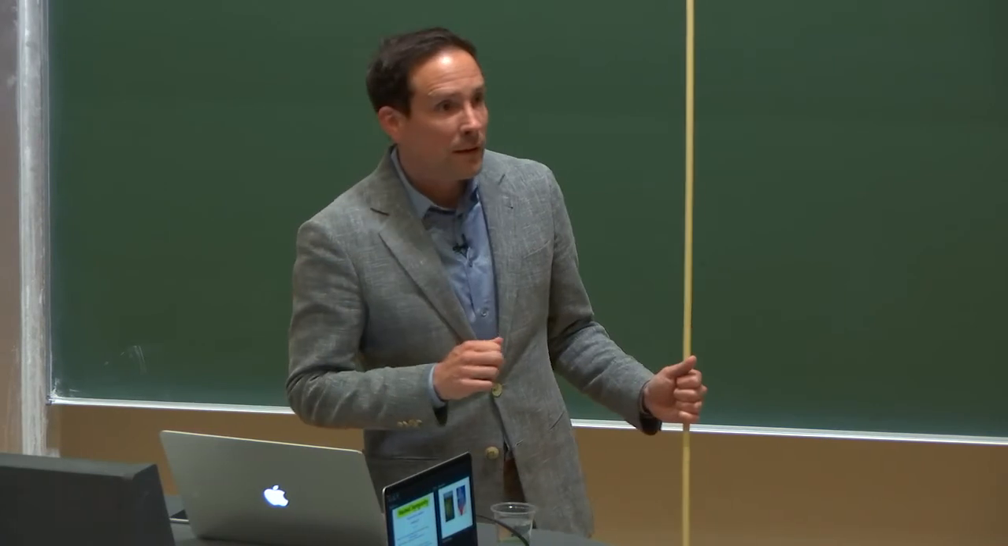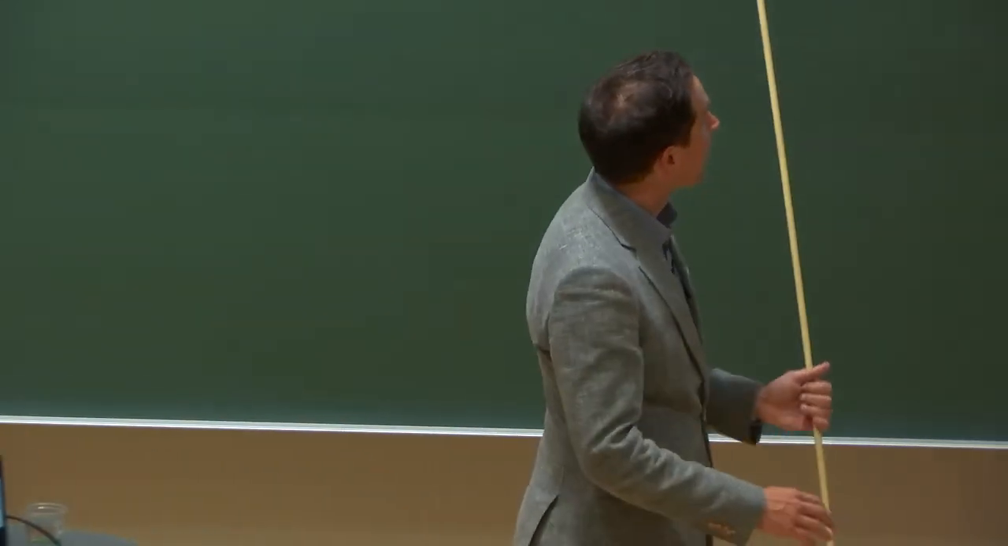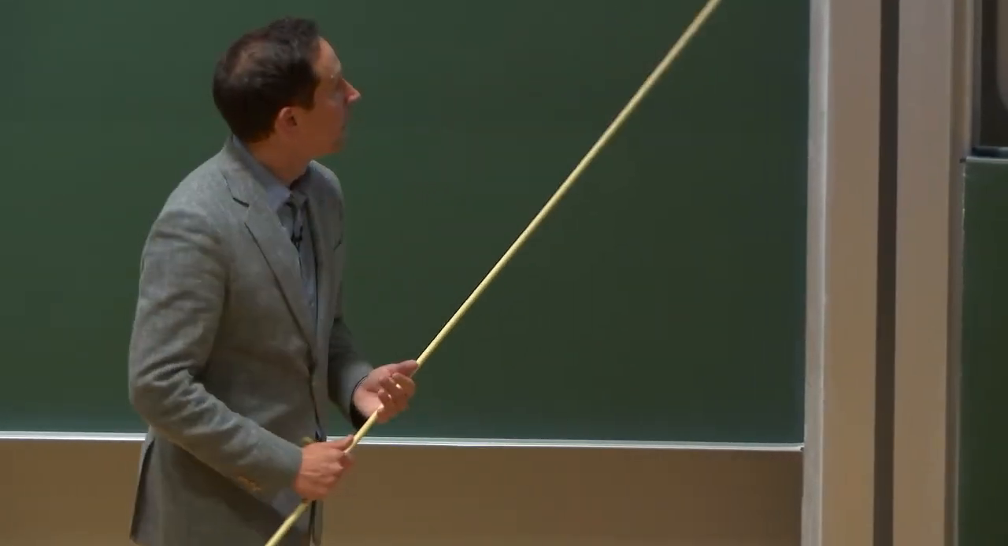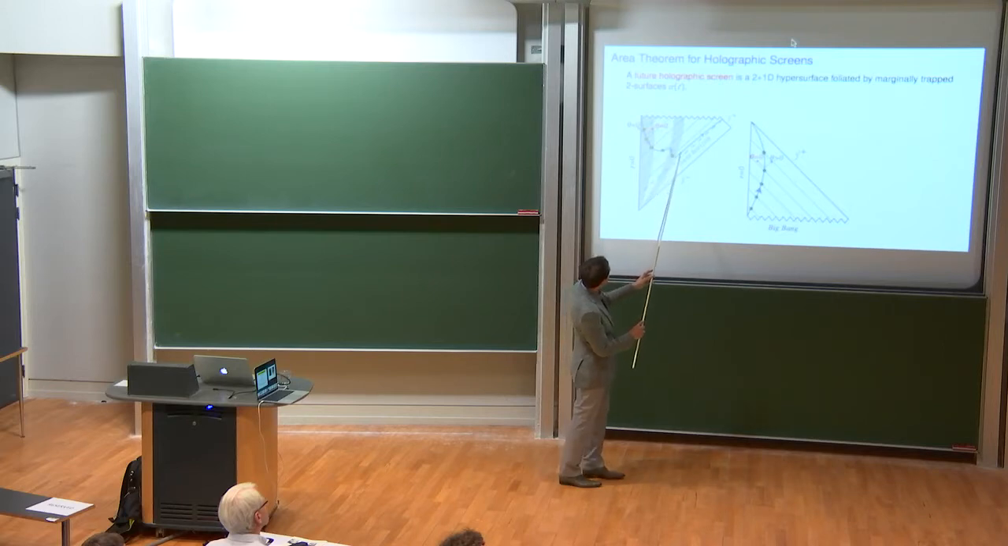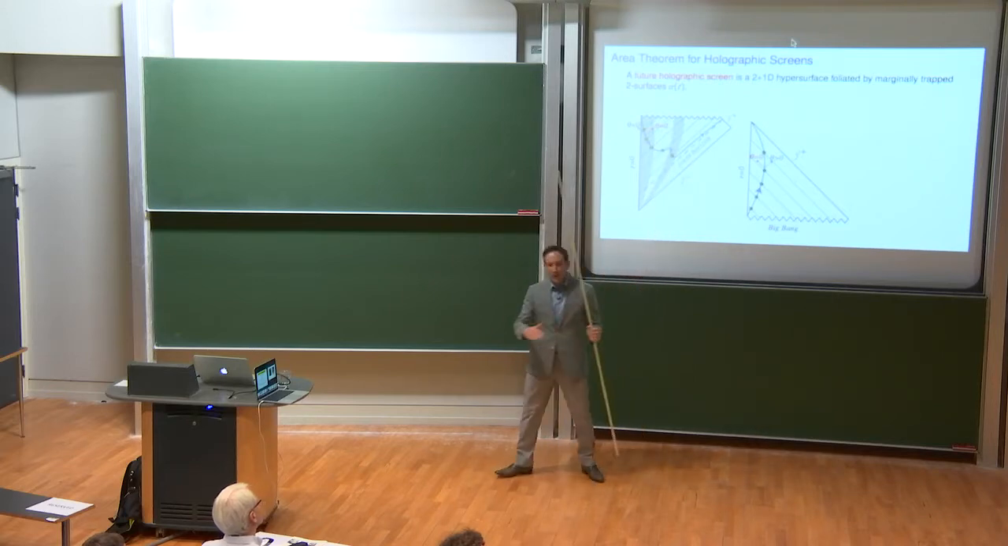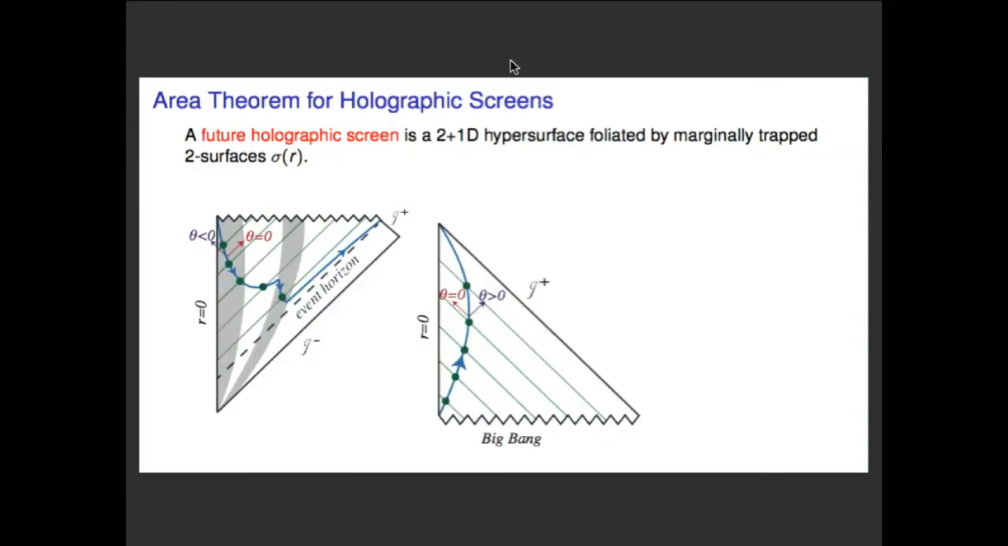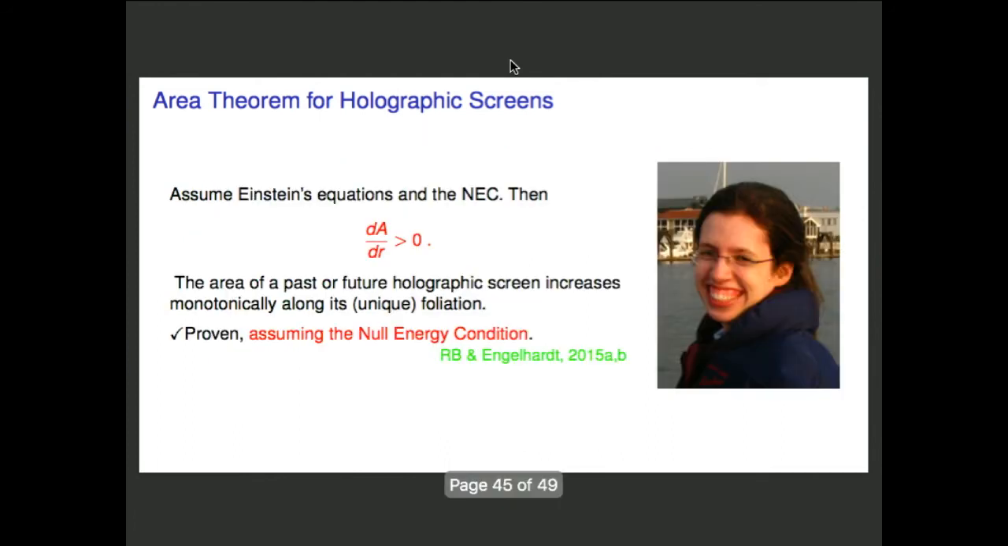I do want to close, just because this is Stephen's birthday party, with a new area theorem that Netta Engelhardt, who's here, and I stated and proved together. It can be proven from the null energy condition. It applies to things called holographic screens, which are basically, if you have a sequence of null slices and you look at the largest area surface on each null slice, the statement is that it always has to increase. Again, it's violated for the usual reasons.